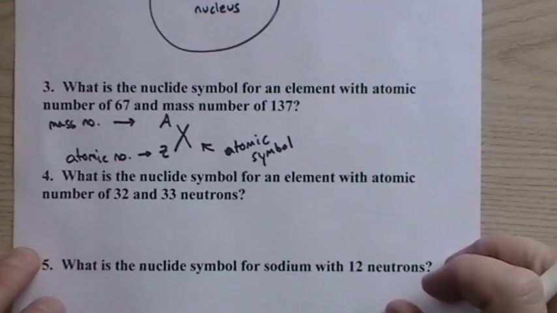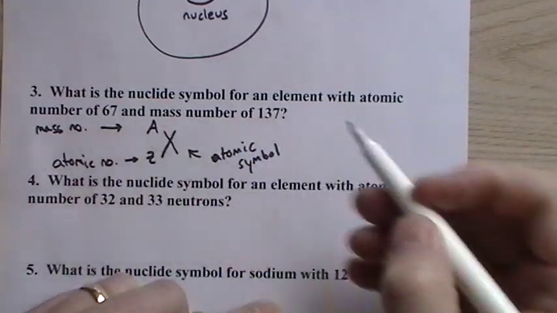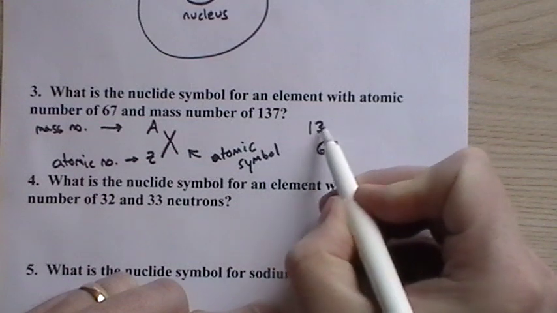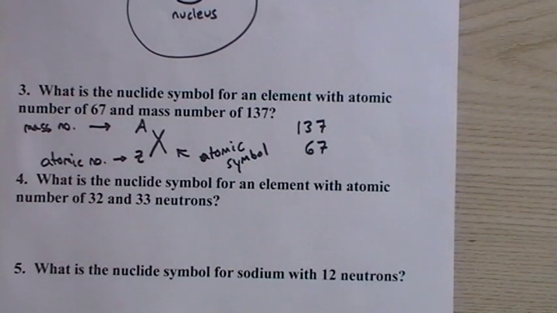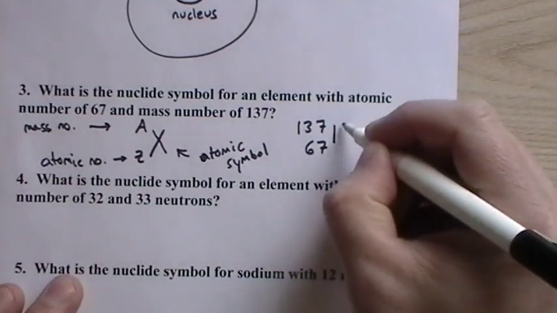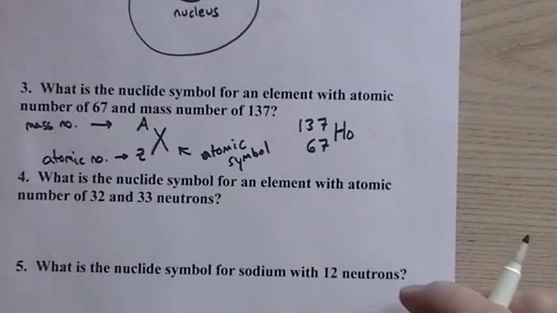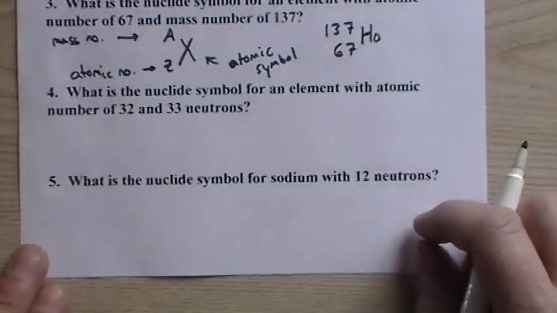So if we look at, they say, what is the nuclide symbol for the element with atomic number 67? So 67 will go on bottom, mass number 137, and then the atomic symbol, well, we have to go to the periodic table. I don't know offhand what 67 is, and that's what the periodic table is for, so you don't have to remember all of these. Okay, holmium, here we are. There are some that you'll just come to know because you use them so much, but not holmium, not for many people. So that's why we have the periodic table.